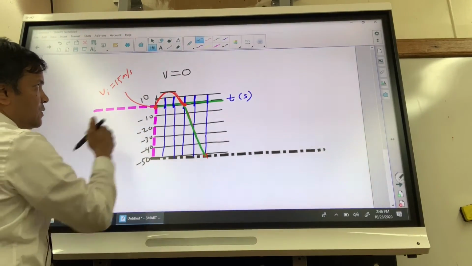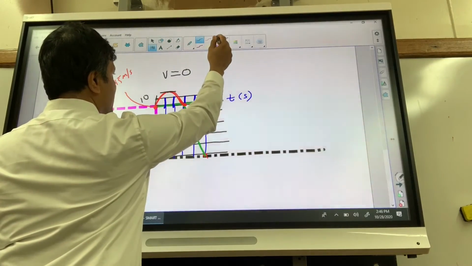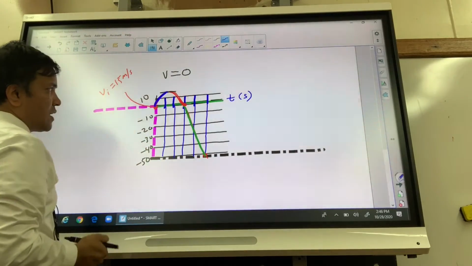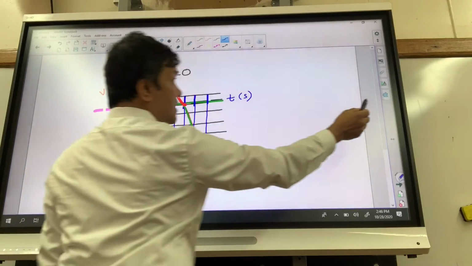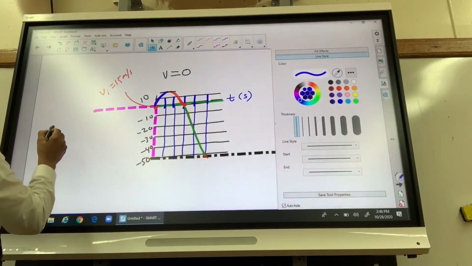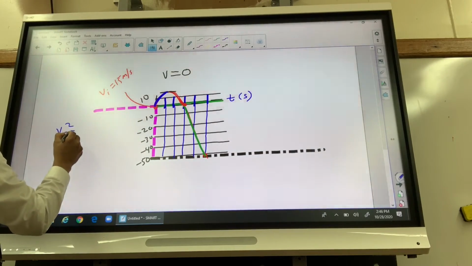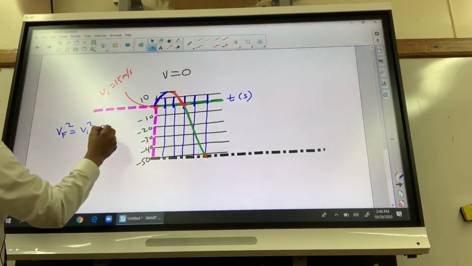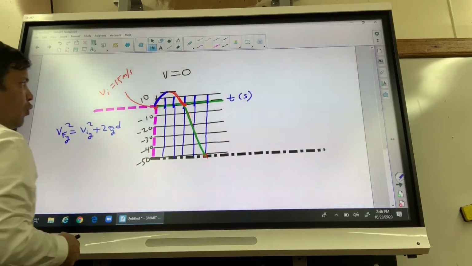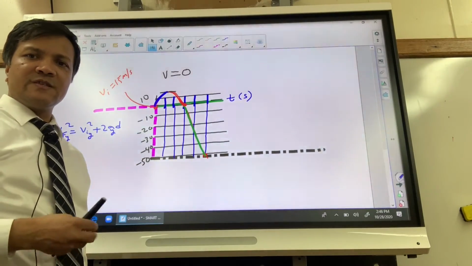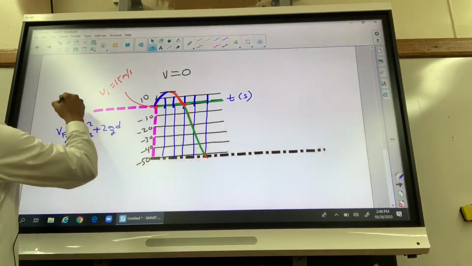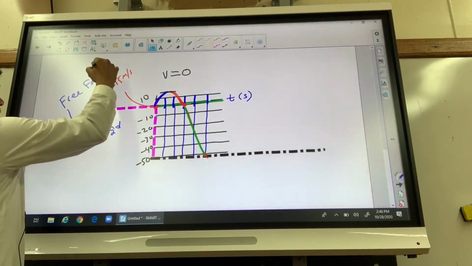Now we want to know the distance from here to here, the distance of this blue line. How can we find the distance of this blue line? Very easy: Vf squared is equal to Vi squared plus 2ad. This is the y component, in the y direction, because the object is in free fall.